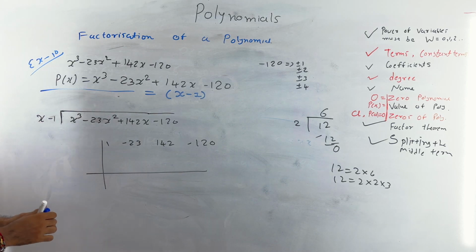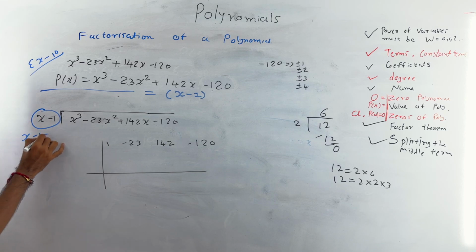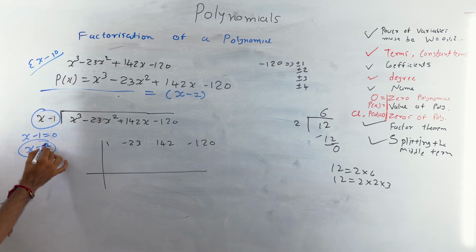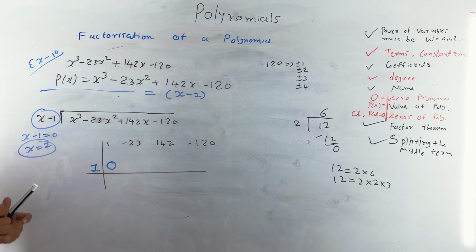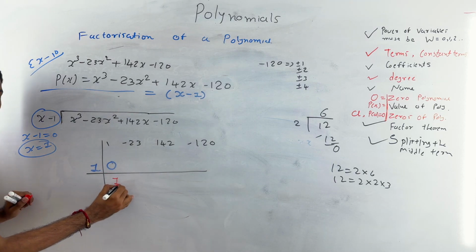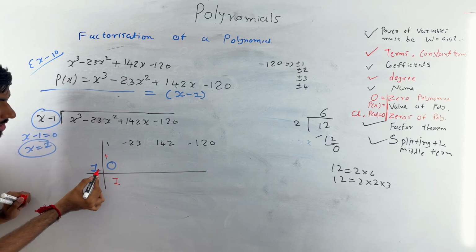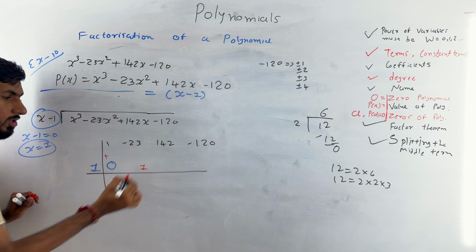So I will find the value of x from this. My value of x will be positive 1, right? Put x minus 1 equal to 0 and find the value of x. My value of x is equal to 1. So write 1 here, write 0 here. Now your method will start. Add 1 and 0, 1 plus 0 will be 1. Now multiply these two, 1 multiplied by 1 is equal to 1.